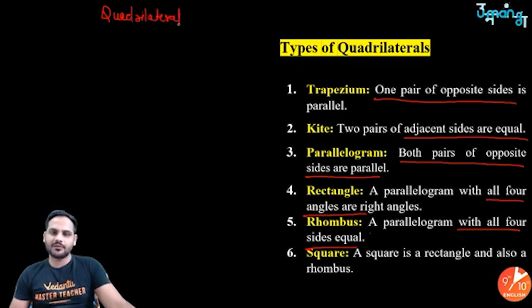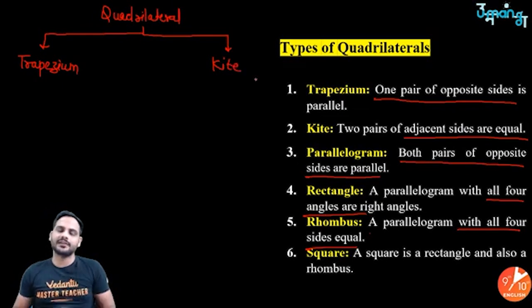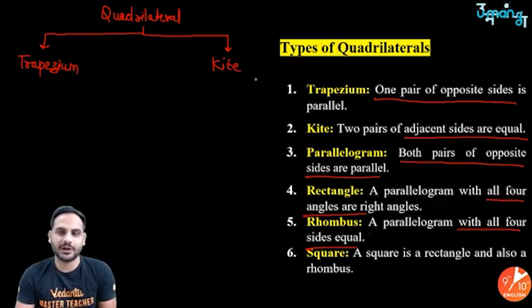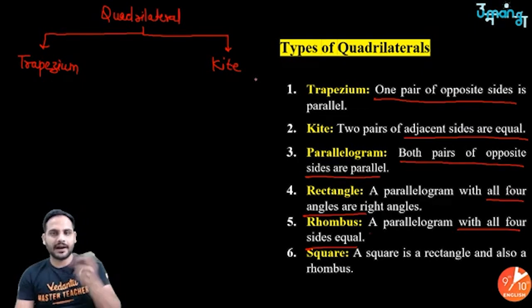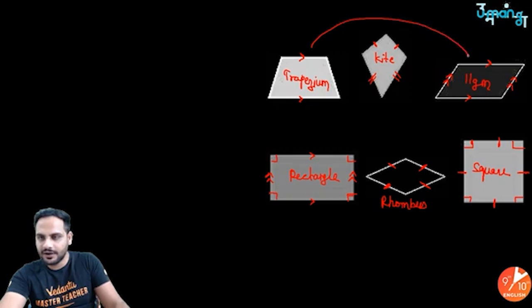Now there are many types of quadrilateral, but if we talk about the special ones, one is your trapezium, in which one pair of opposite sides is parallel, and the other is your kite, in which two pairs of adjacent sides are equal. Now in a trapezium, we said that one pair of opposite sides is parallel. So in a parallelogram also, if both pairs of opposite sides are parallel, I can easily say that the parallelogram is following the definition of a trapezium.